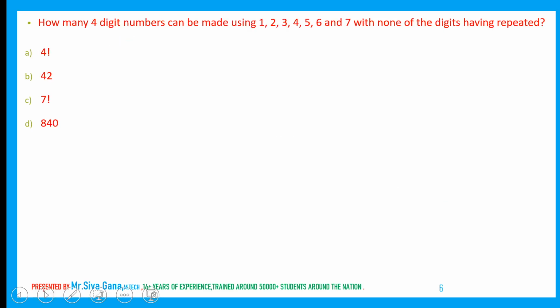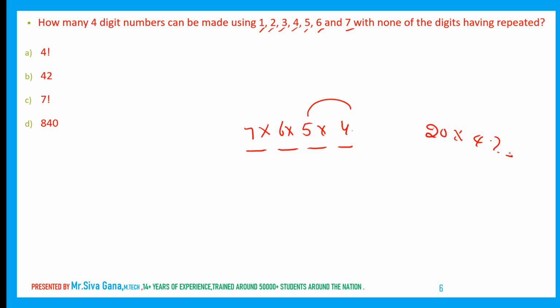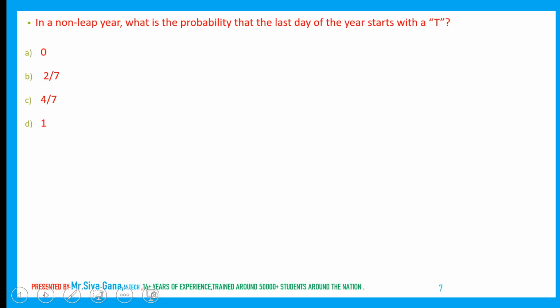How many 4-digit numbers can be made using the digits 1 2 3 4 with none of the digits repeated? Total how many digits? 1 2 3 4 5 6 7. So to fill the first place, 7 options, next 6 options, next 5 options, next 4 options. 5 4s are 20, 7 6s are 42, 840. 840 is the answer. Next question.